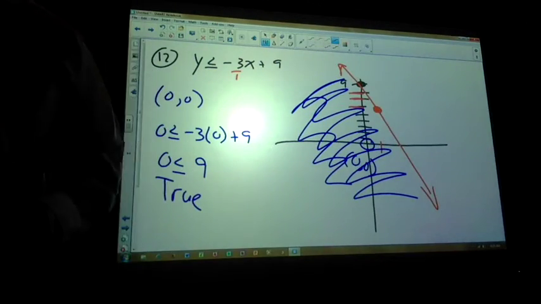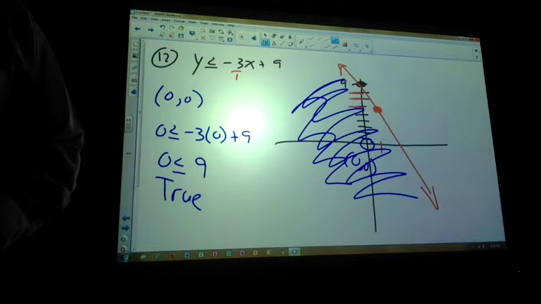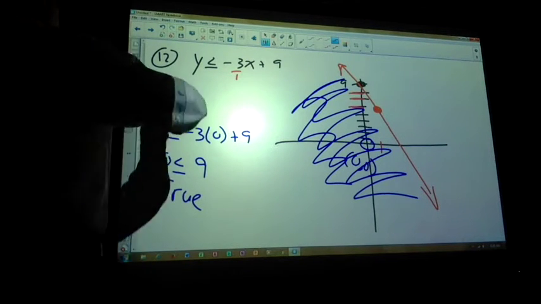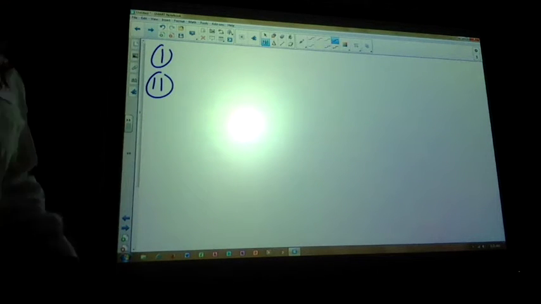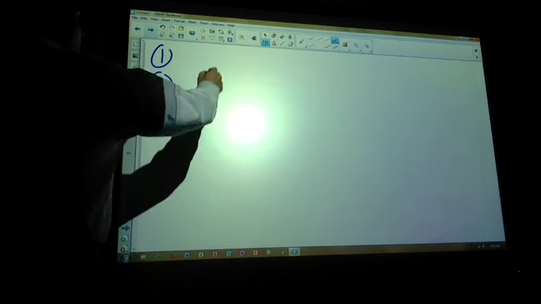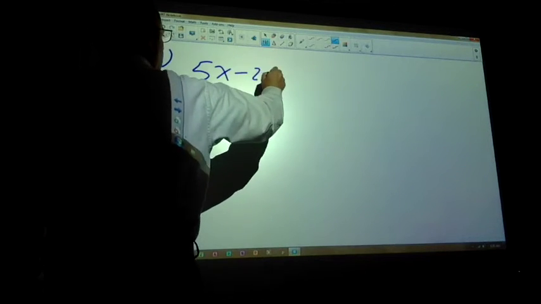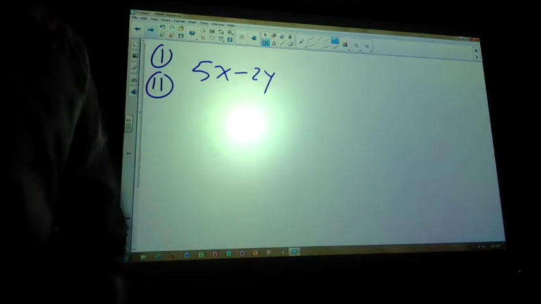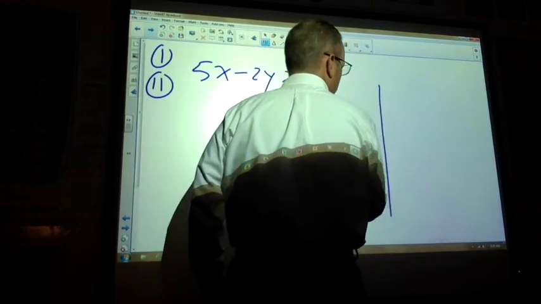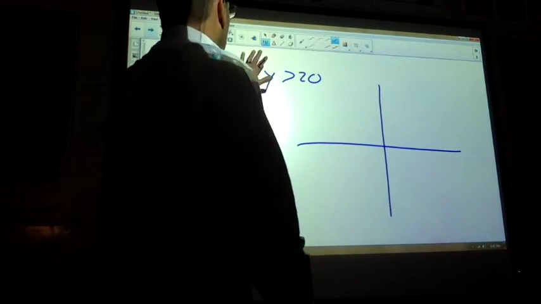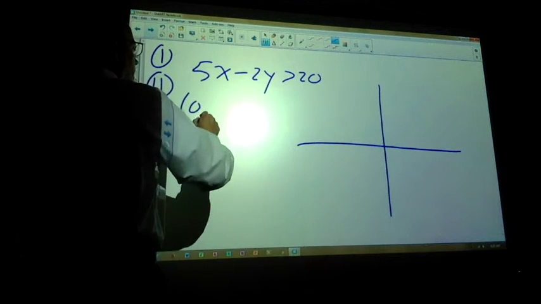Number 11, or number 1, as it says. Cover method will work on that one. Number 1, which is supposed to be number 11, however you want to read it. 5x minus 2y is greater than 20. Cover method will work on this one. Let's hand draw it.